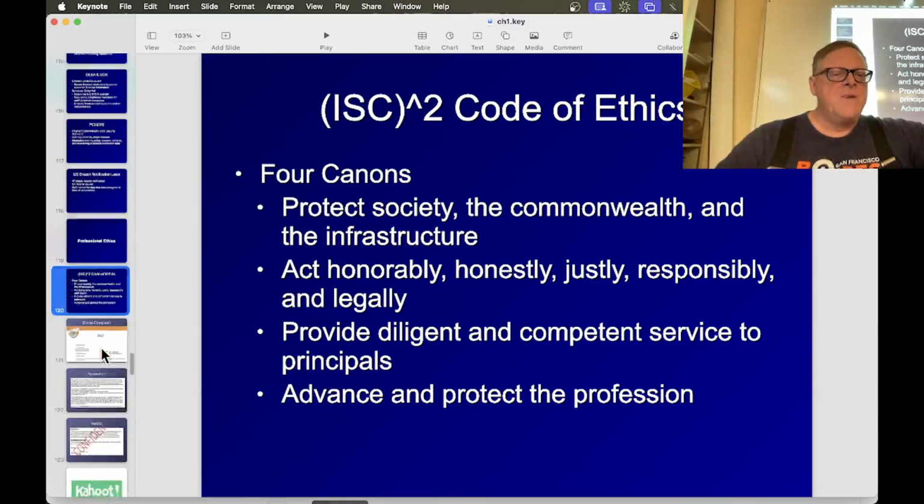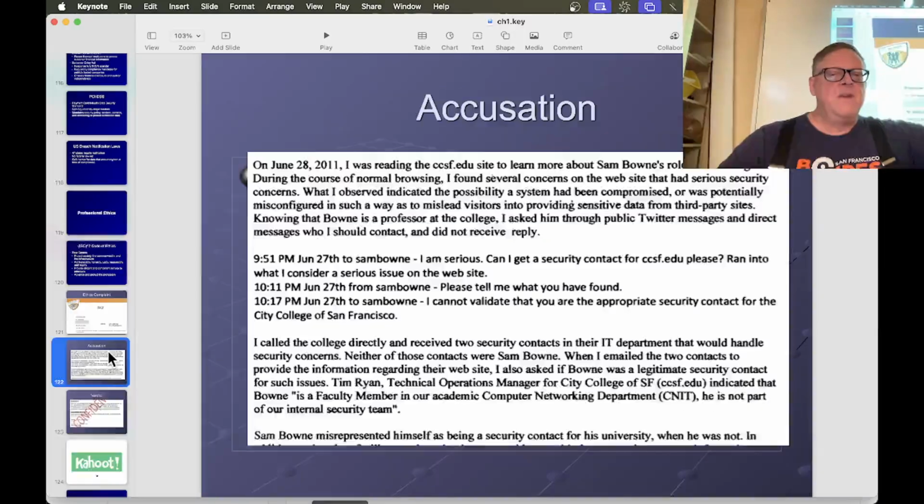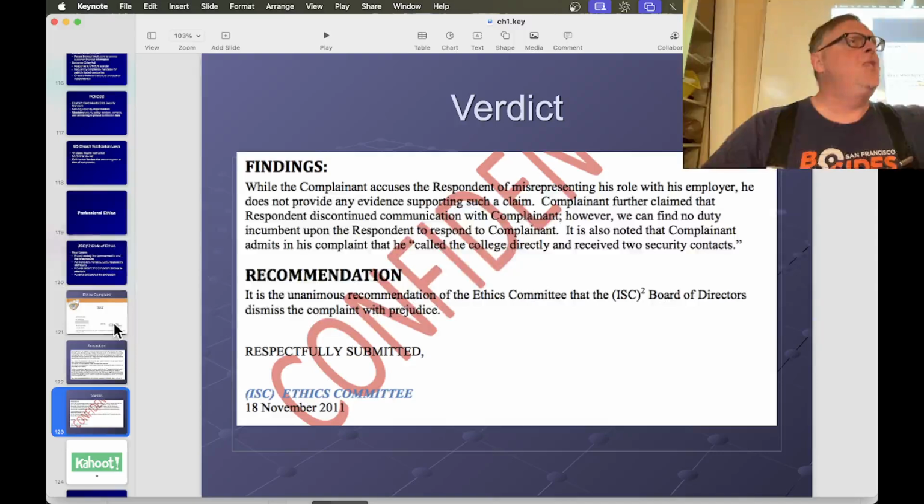I had an ethics complaint against me. There's a lunatic online who makes trouble for everybody called Attrition, and he decided to go after me and made a bogus complaint against me that I claimed to be the security officer of the college, which I had not. He sent this to me, made an accusation, and it was canceled and found unfounded. You do have to respond, though, within 30 days. Anybody can complain, even if they're not your customer or anything, and you have to respond within 30 days.